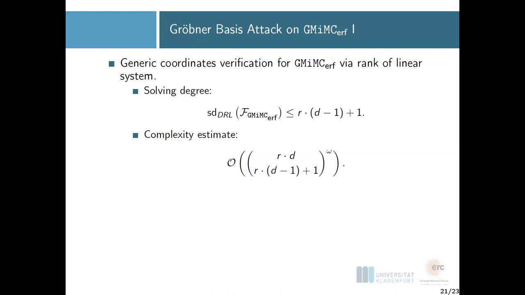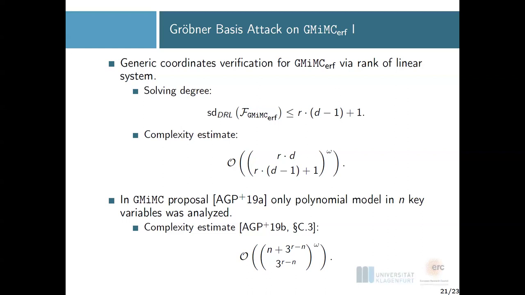And well, in the GMiMC proposal, they didn't study the iterated GMiMC polynomial system, but they considered only polynomial systems in n key variables where all the rounds are substituted into each other. And then they arrive at this complexity estimate. And now we can compare what's more efficient, Gröbner basis computations on an iterated model or on a fully substituted model. Yeah, it turns out using an iterated model is slightly faster.